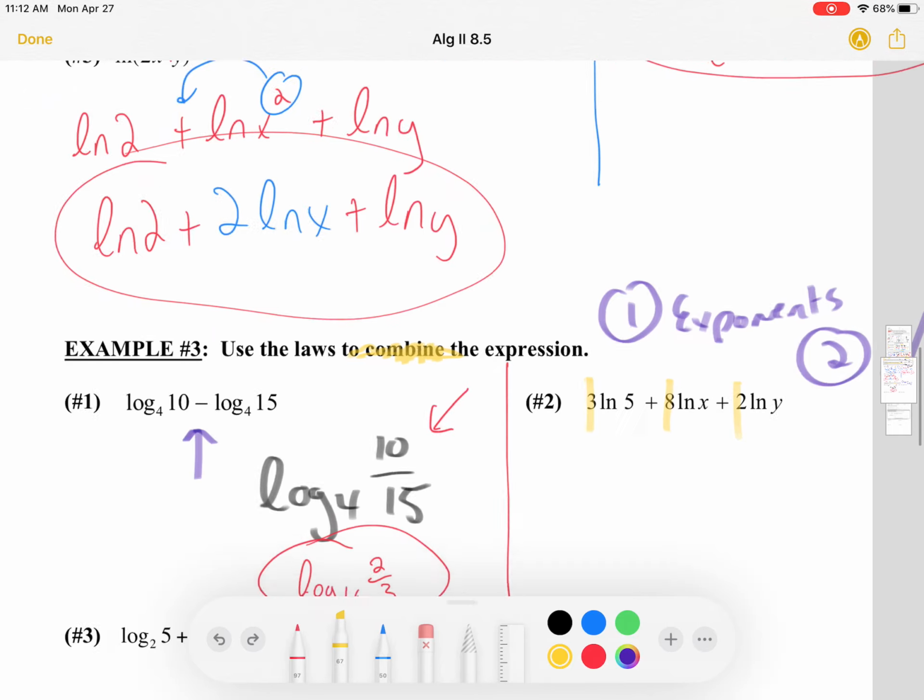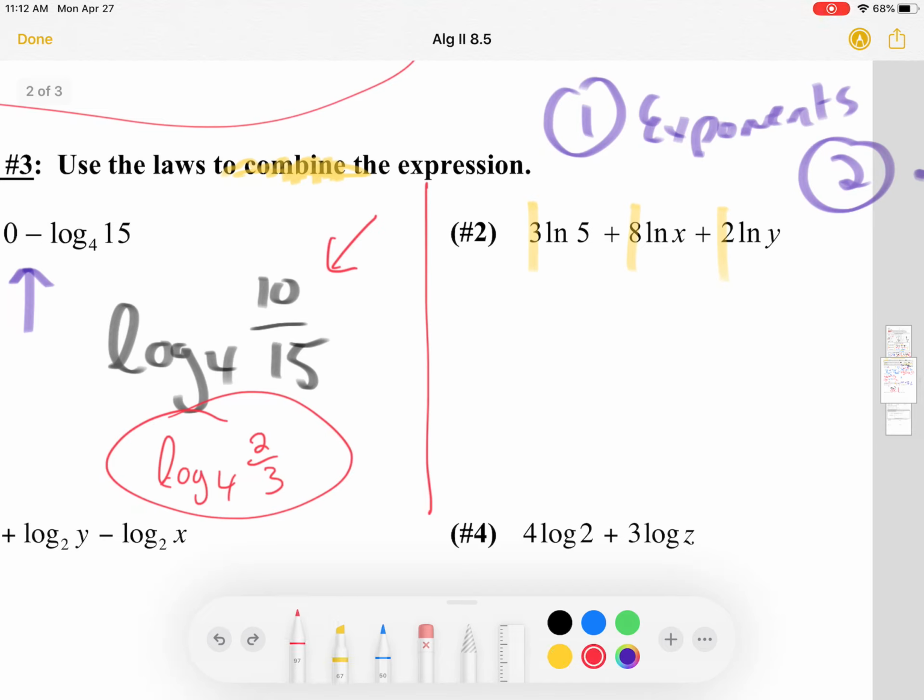Now I'm going to work backwards, and I'm going to say, well, there's a 3 out front. I want to make this smaller, so I'm going to put this guy up here, this guy up here, and this guy up here. This becomes the natural log of 5 to the 3rd plus the natural log of x to the 8th plus the natural log of y squared.